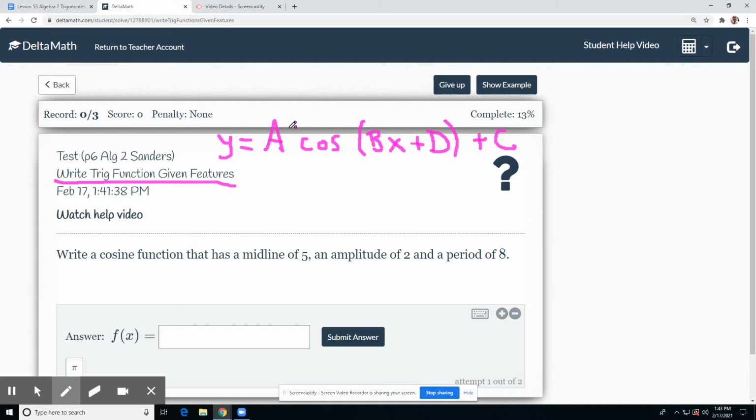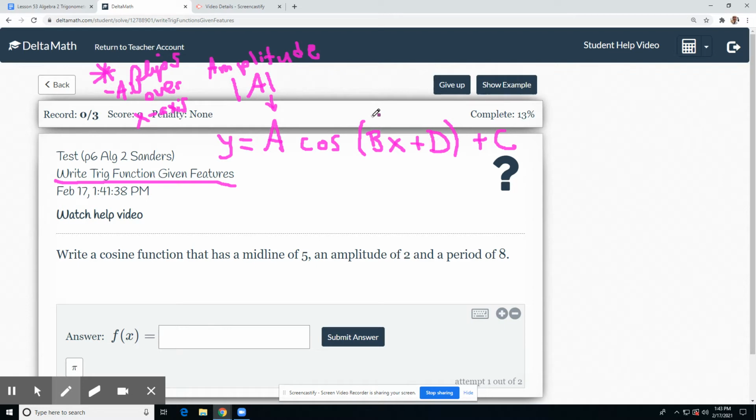Let's go ahead and get out some formulas here. So the formula is amplitude. Amplitude is equal to the absolute value of A. And then it's important to note that negative A means it flips over the x-axis. So it starts on the other side of the x-axis if A is negative.